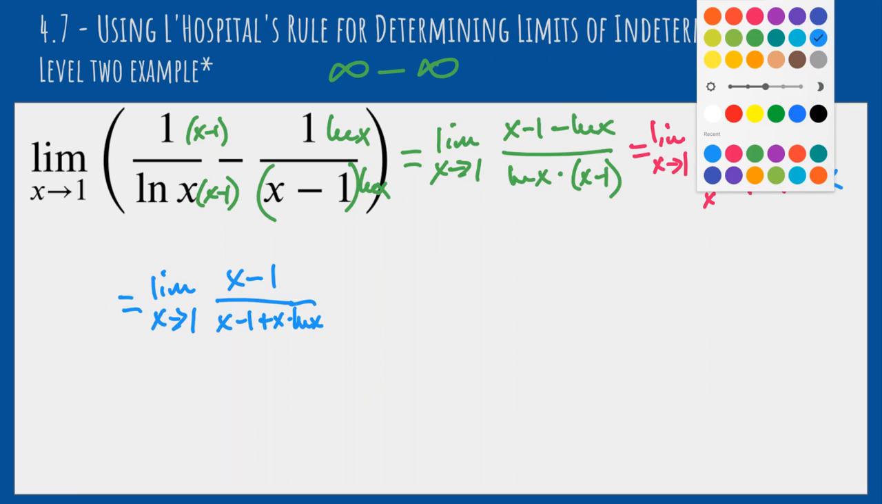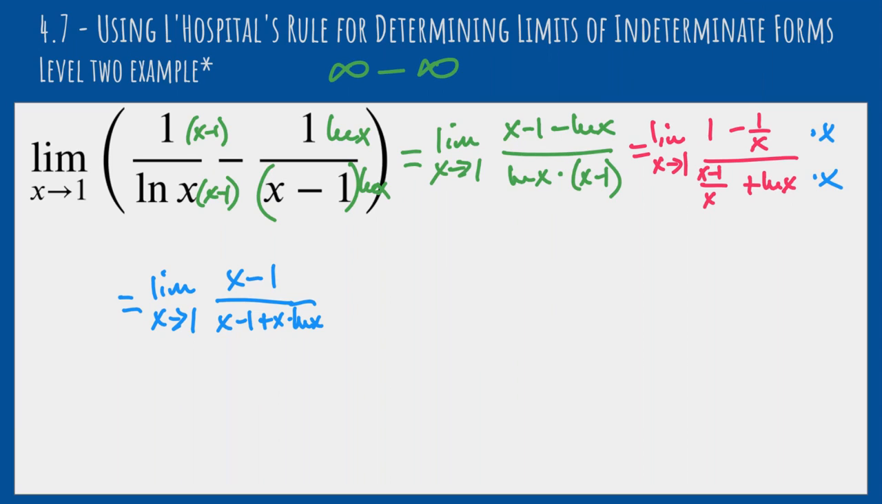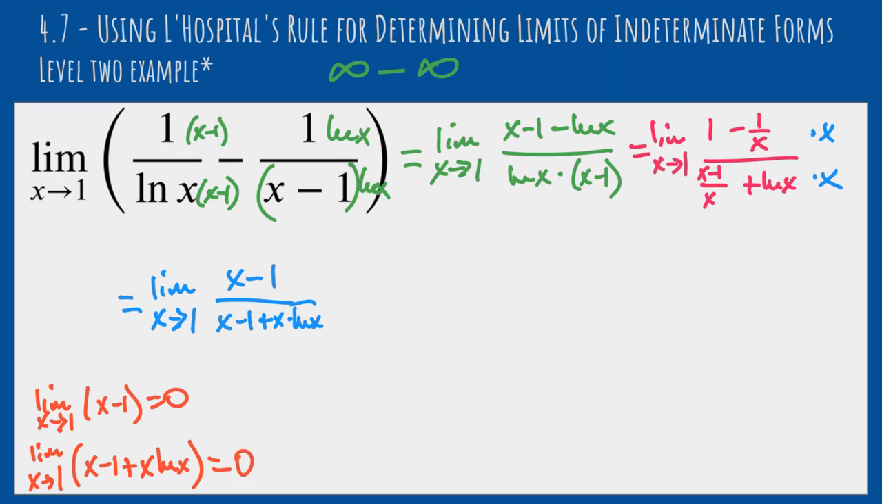Still indeterminate, so we can confirm that by checking each of the limits. Limit as x approaches 1 of x minus 1 is 0. Limit as x approaches 1 of x minus 1 plus x natural log of x is going to be 1 minus 1, which is 0, plus 1 times the natural log of 1. Natural log of 1 is 0, so that's also 0. So this that I have right here, again, we can do in our heads first, but then we do need to write it down before we use L'Hopital's rule.